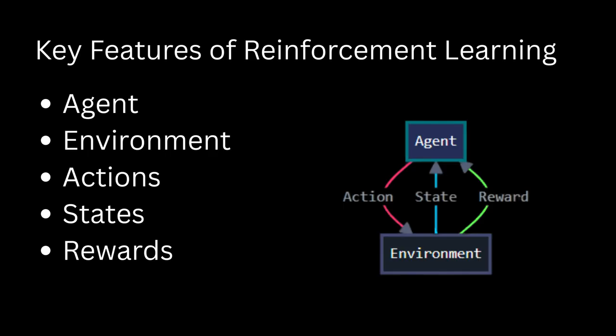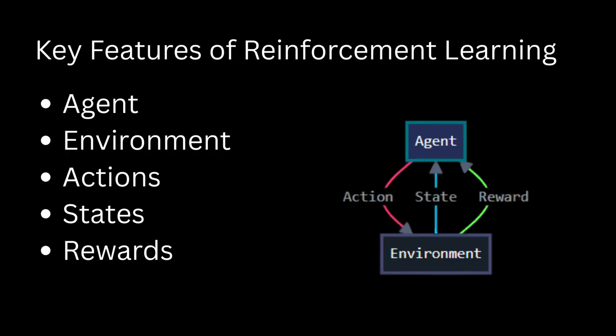Let's begin with the key features of reinforcement learning. RL is fundamentally based on agents and environments. The agent. This is the entity that is trying to learn, usually a software system or robot. It makes decisions and interacts with the environment. The environment. This refers to everything the agent interacts with. It's the world where the agent performs actions, receives feedback, and adapts based on experiences.